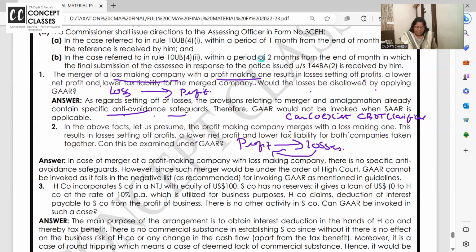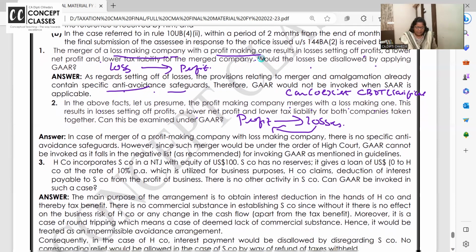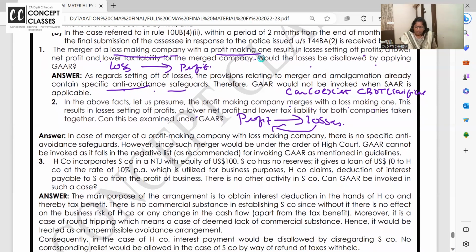Tax liability, can this be examined under the GAR? In case of merger of profit making company with loss making, there is no SAR. However, since such merger would be under the order of High Court, GAR cannot be invoked.